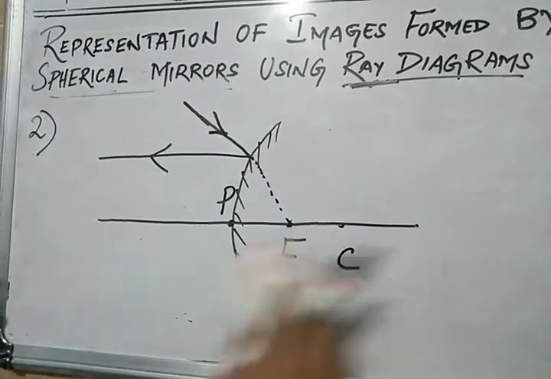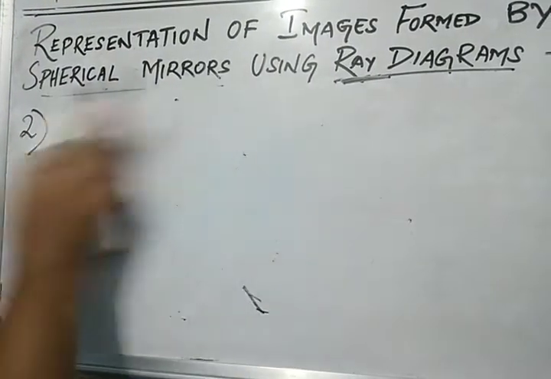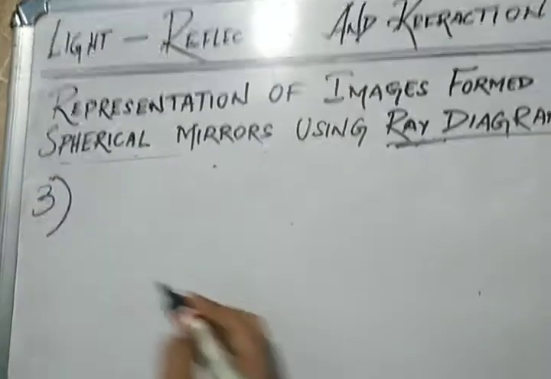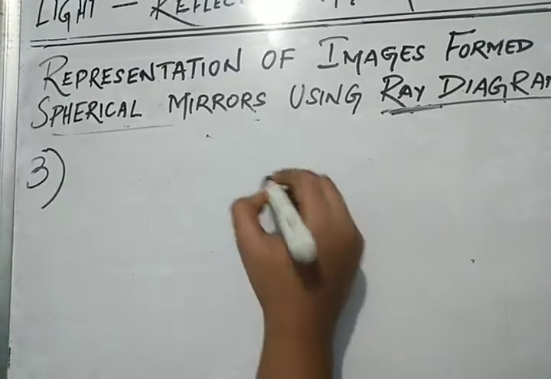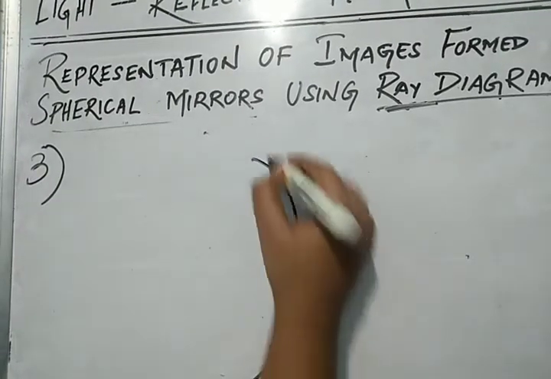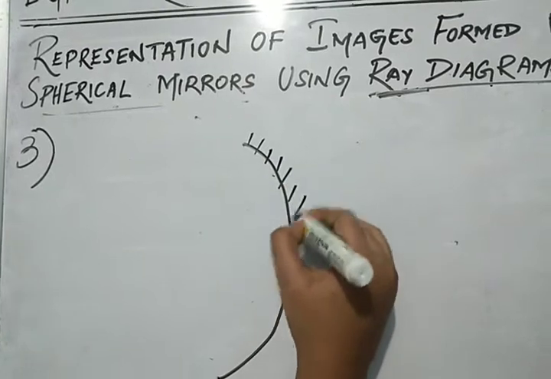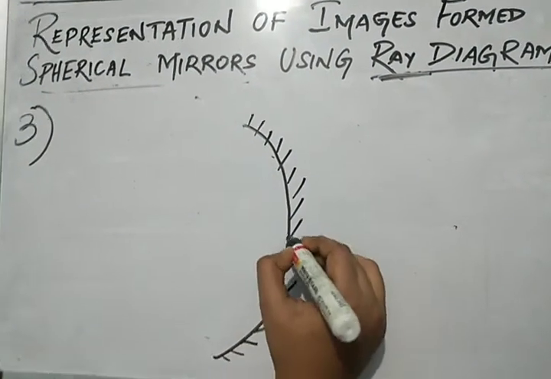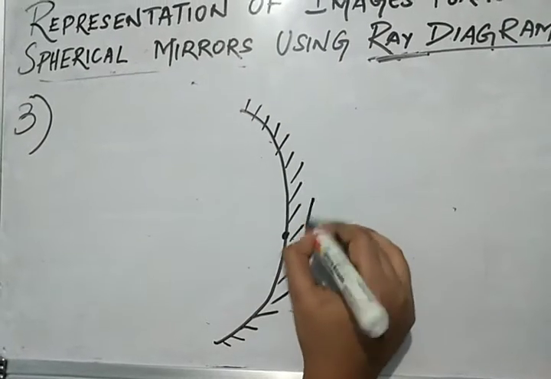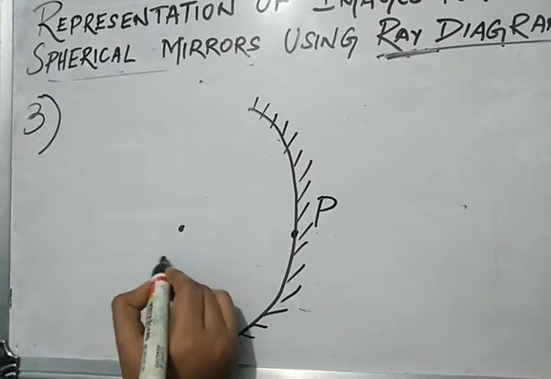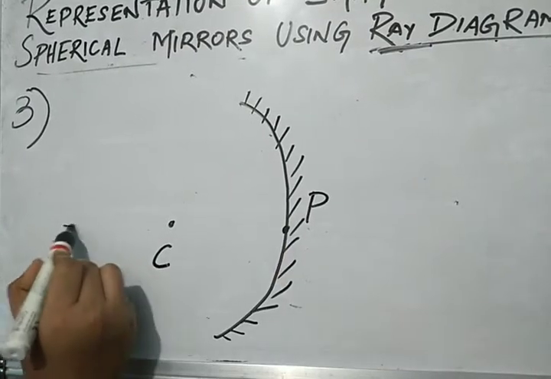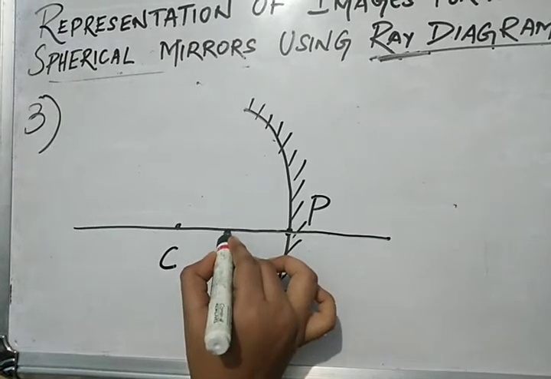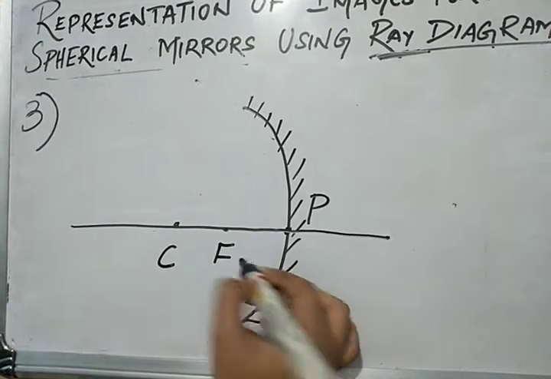Now the third one. I take a concave mirror first and I draw the rough surface. Then this is my pole. Here is the center of curvature. Then this is the principal axis. This is the principal focus.